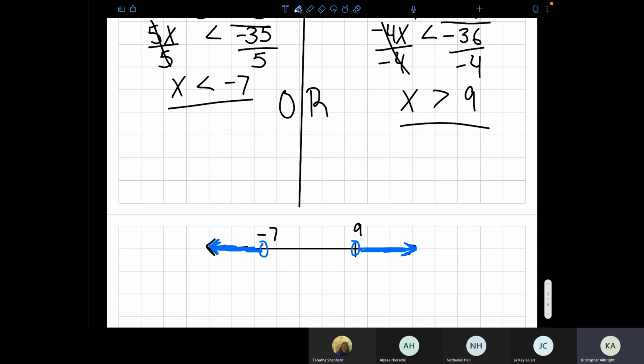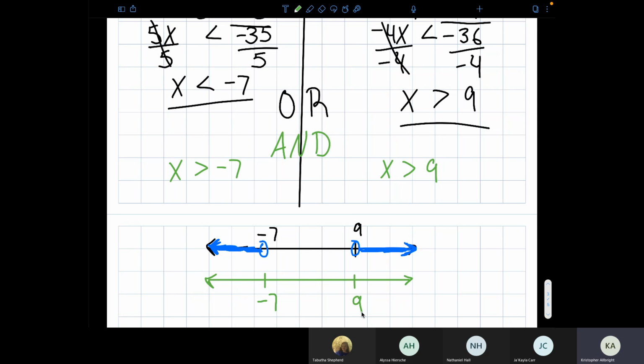On the other hand, if we had an and right here, we would graph this differently. I'm going to do this in green instead, so that way we can see the difference. Okay, so we graph our number line again. And let's actually flip one of these. Let's do x is greater than -7 and x is greater than 9. I'm still going to put my -7 and my 9 on the number line.